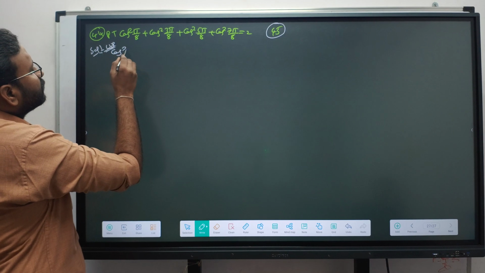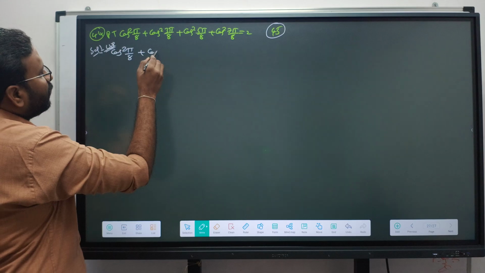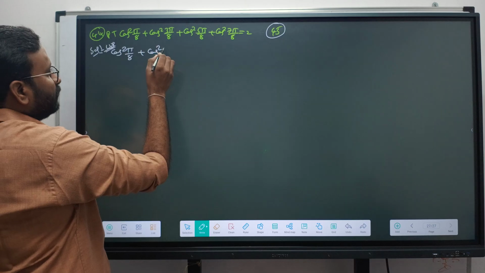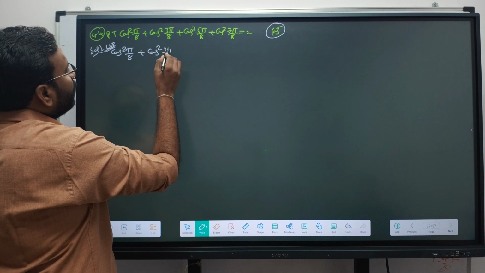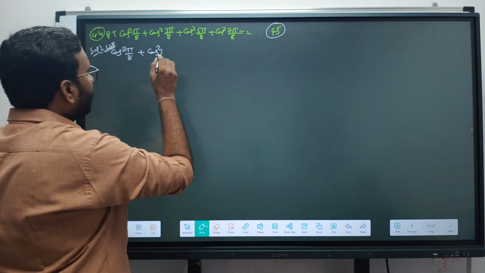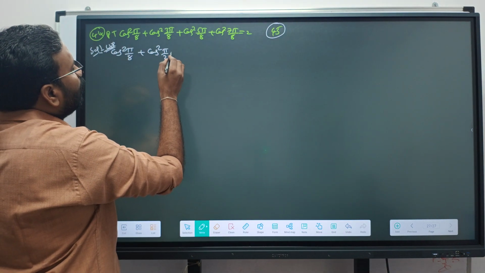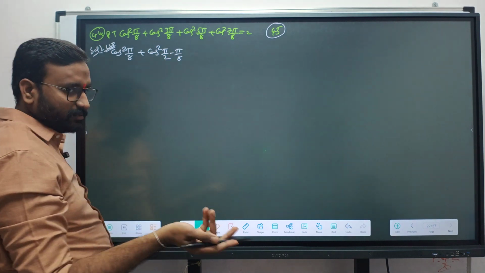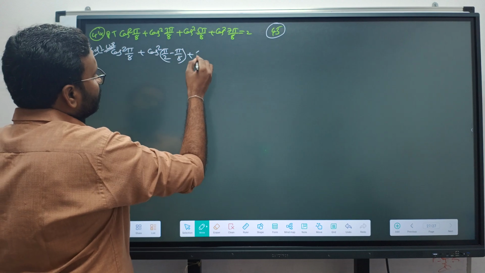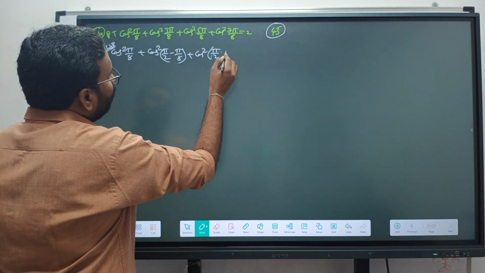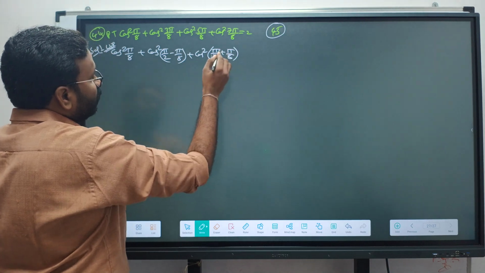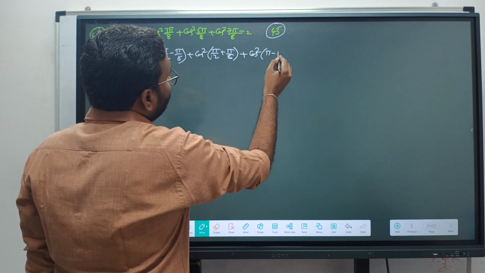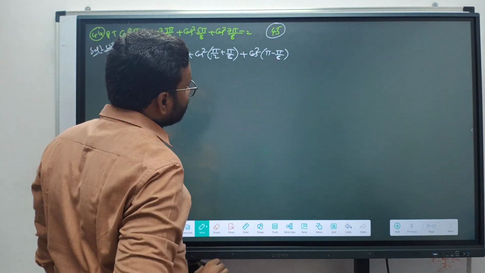This is LHS. Cos square pi by 8. This is cos square 3 pi by 8. Keep like that, 3 pi by 8. We converted like pi by 2 minus pi by 8. 8 pi minus 2 pi, 6 pi by 16, that is 3 pi by 8. And again plus this is cos square of pi by 2 plus pi by 8. 8 pi plus 2 pi, 10 pi by 16, 5 pi by 8. This is cos square of pi minus pi by 8. 8 pi minus pi, 7 pi by 8.